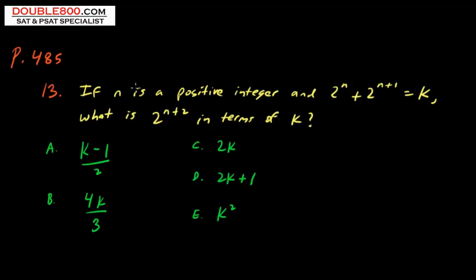In this lesson, we'll review a math question from the problem solving section. We're on page 45, question 13 out of 16, and this is a moderate to difficult problem. It's a level 4. If n is a positive integer and 2 to the n plus 2 to the n plus 1 equals k, what is 2 to the n plus 2 in terms of k?